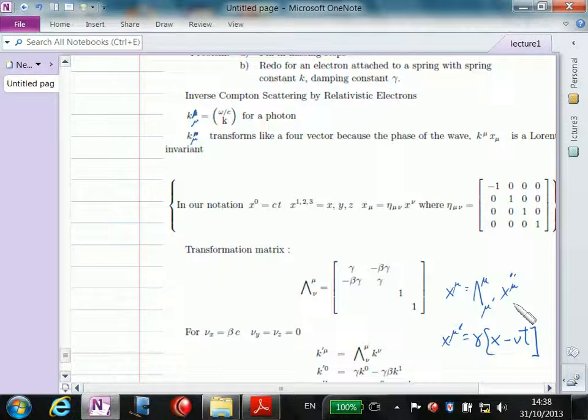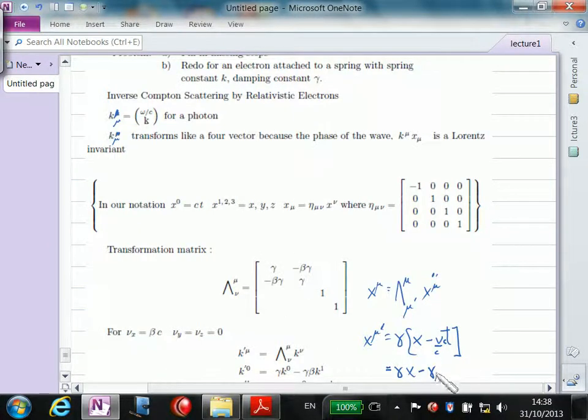But the only question here, I can also write this as gamma x minus gamma. And by the way, that would be nice. It's v over c times this is ct, but it's gamma beta. If c is equal to 1, then we can just write x and t. So you see here, it's gamma minus gamma beta.